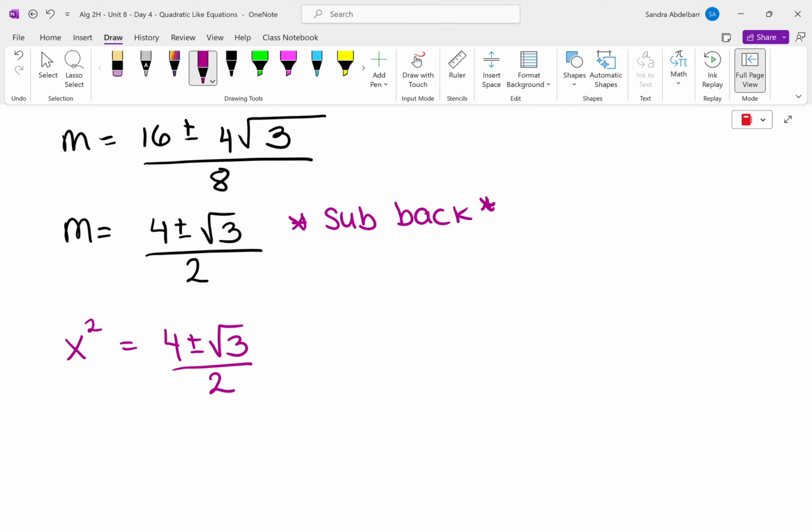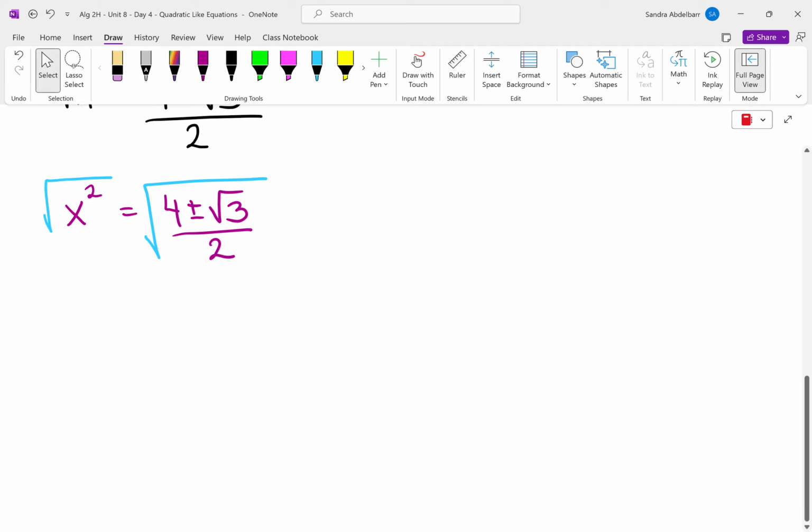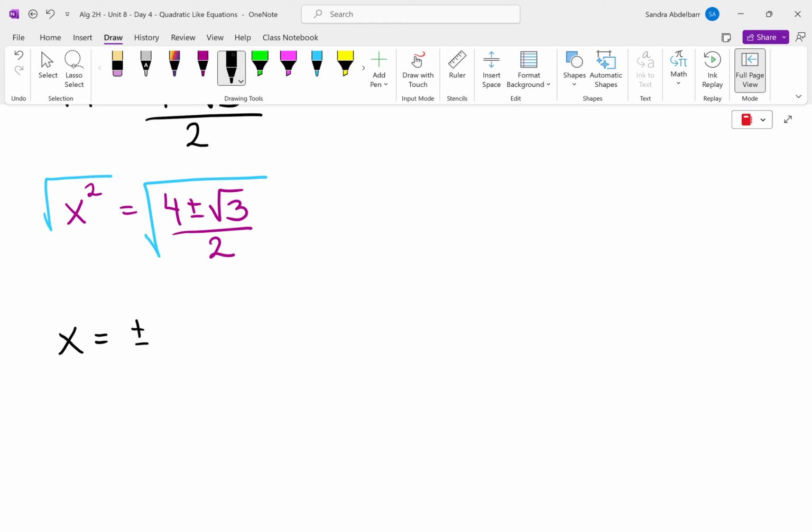I need to solve for x. So to undo a square, I'm going to take the square root. The minute you take a square root, we need to account for positive and negative. So now I'm going to have x is equal to plus or minus, and I'm going to split the radical into 2. So the root of 4 plus or minus root 3, all over the root of 2. I'll let you all catch up.